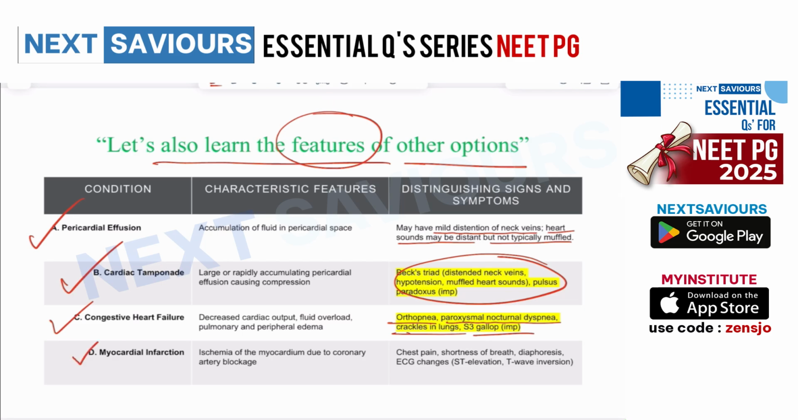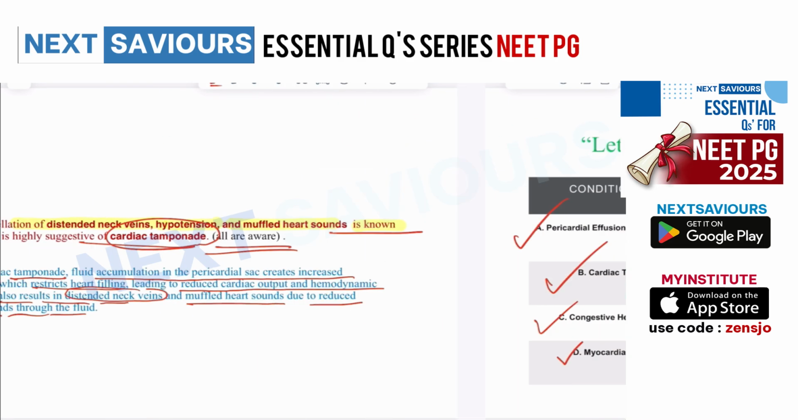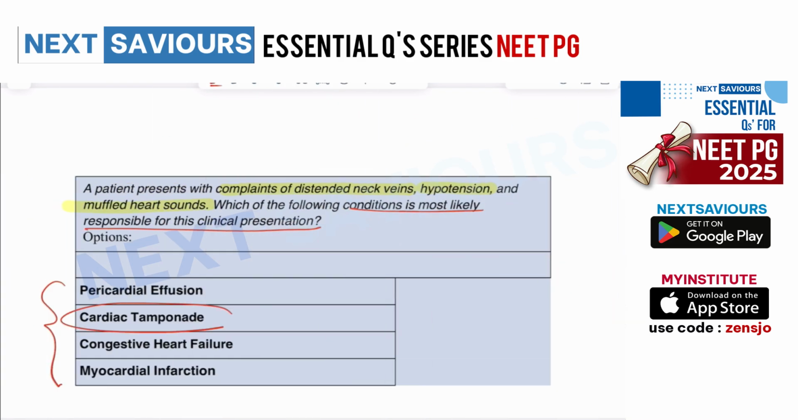And you are already aware that myocardial infarction is associated with chest pain, shortness of breath, diaphoresis, and ECG changes in the form of ST segment elevation and T wave inversion. It is due to ischemia of the myocardium due to coronary artery blockage. So this is obviously not at all provided to you in the question. So the answer for this question is very simple, and the answer is cardiac tamponade.